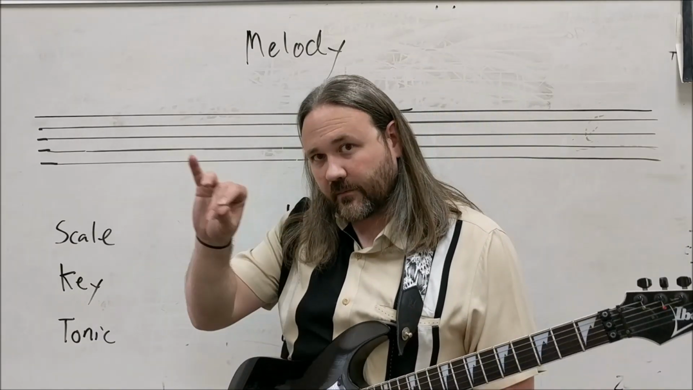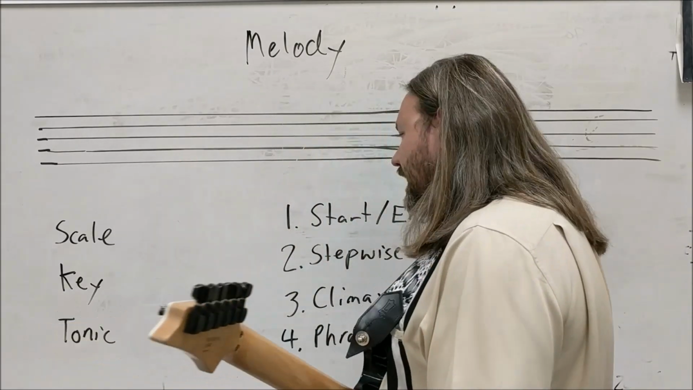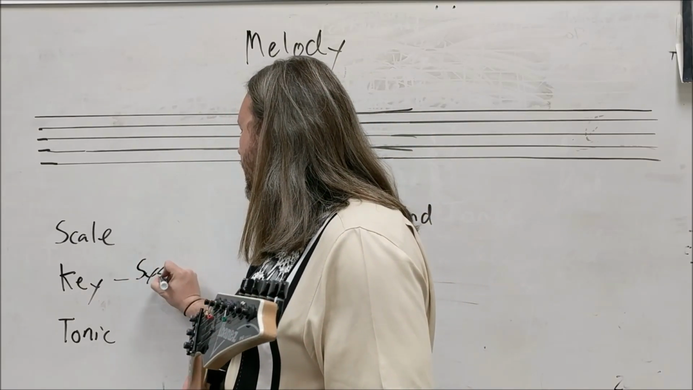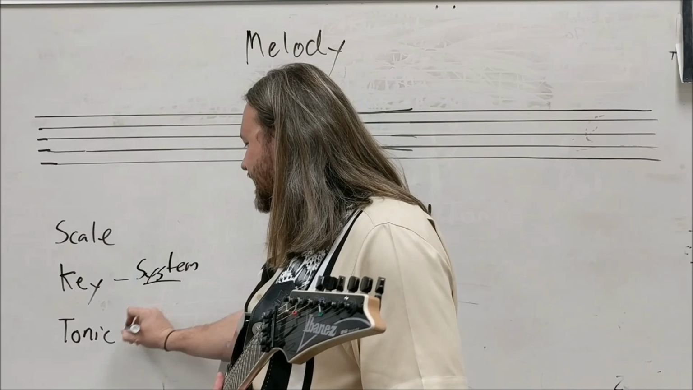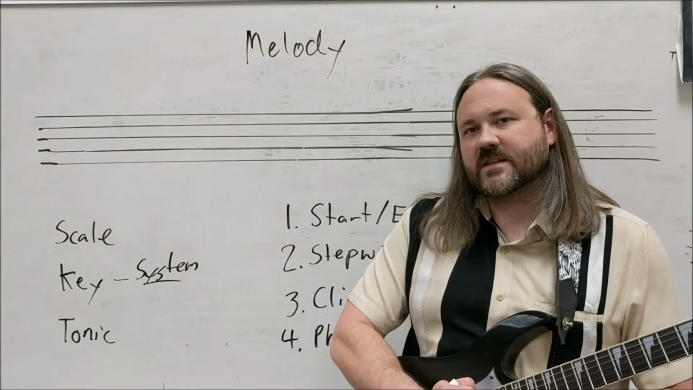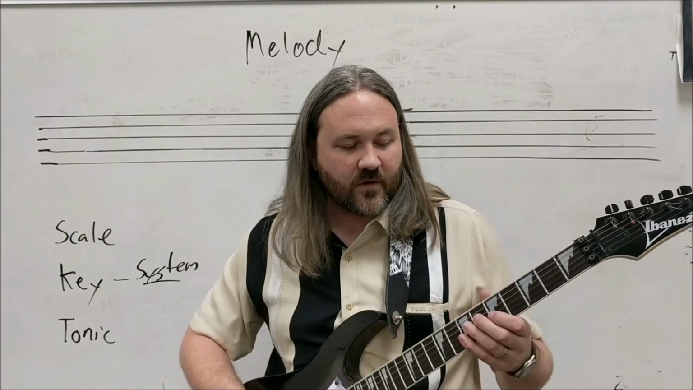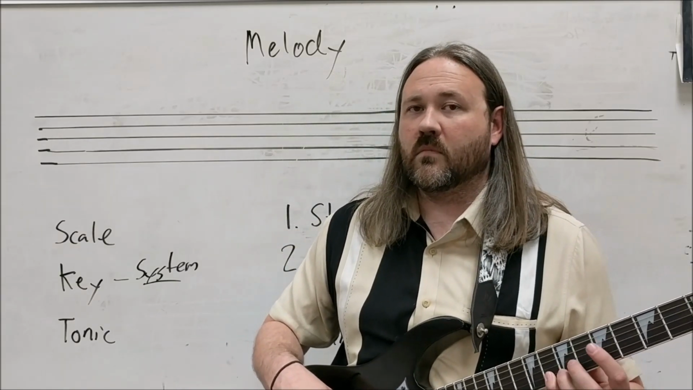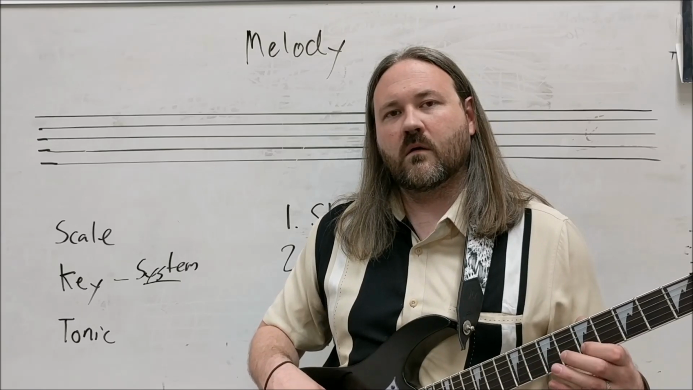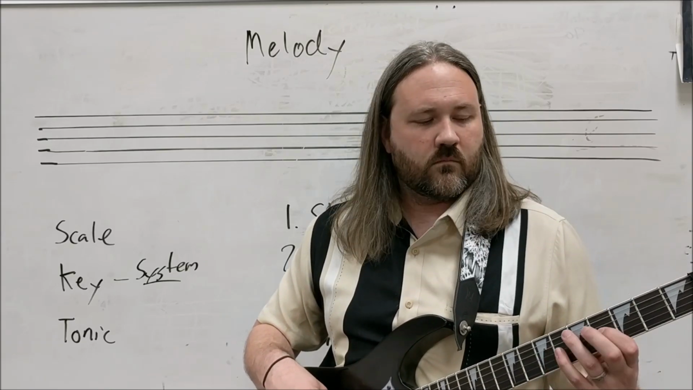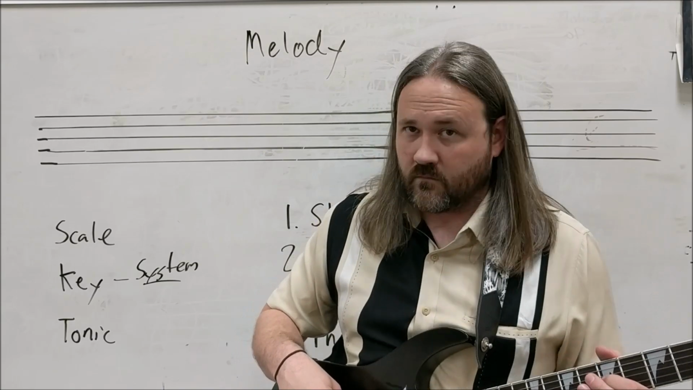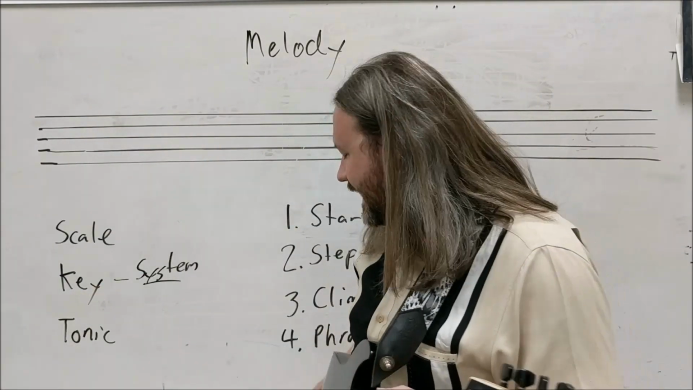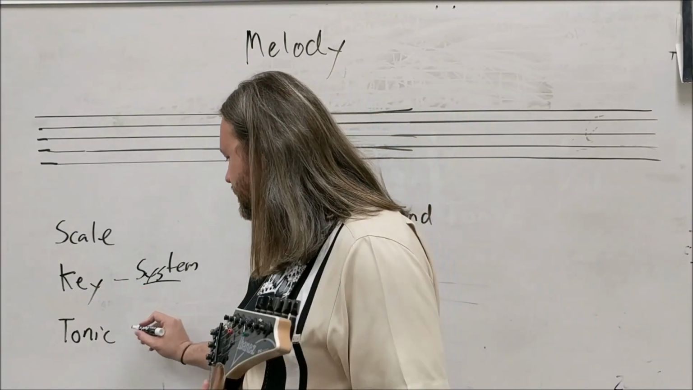So a key is a system. Keyword is system. A system of related pitches that establishes a tonic. The tonic is really the main note in a key. It's the final note. When you're playing any sort of melody, you're going to hear that the tonic is the note that we finally resolve to. It's the resting place, is what I like to call it.